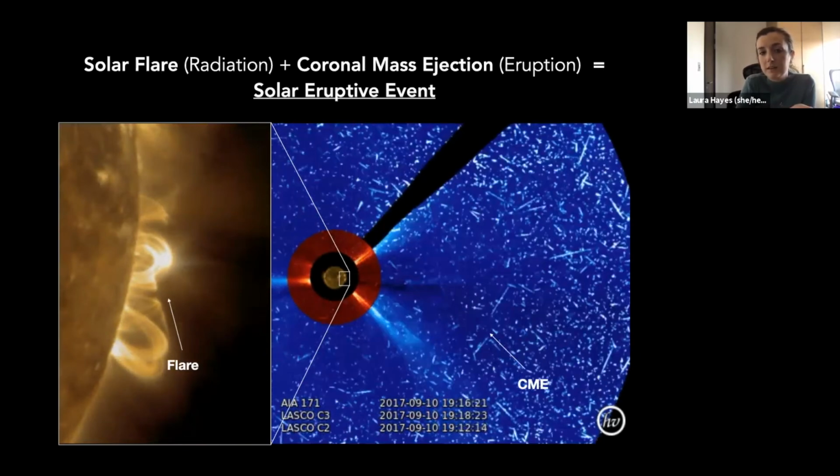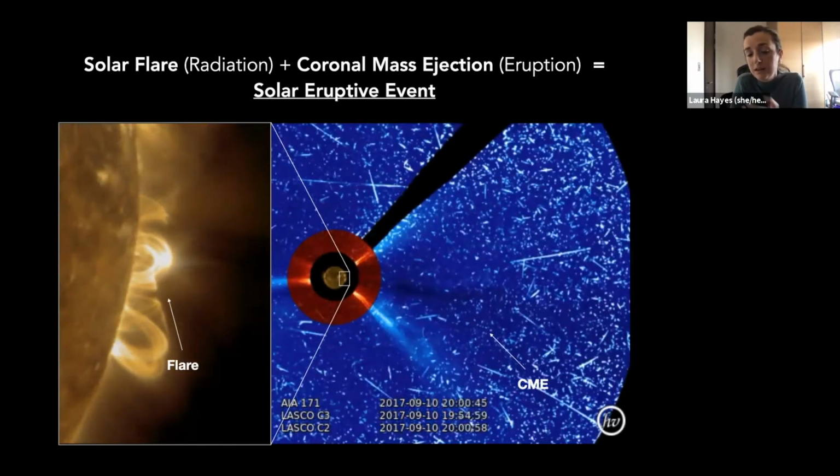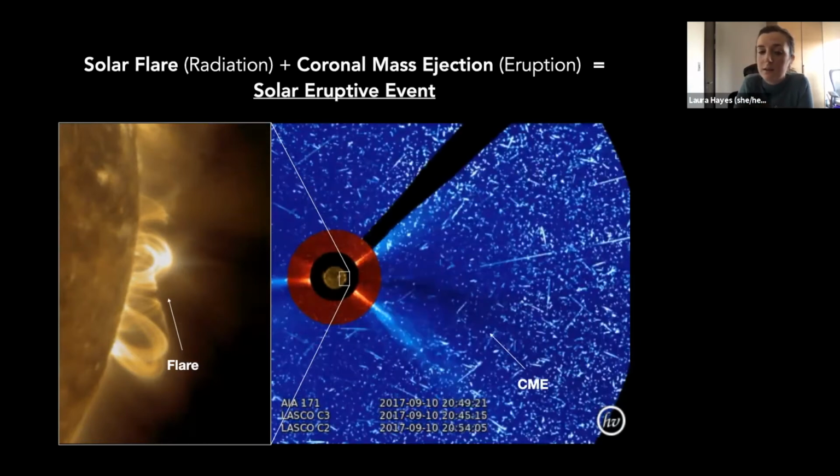And both of these things together are known as a solar eruptive event. And both of these things have a significant impact on the ionosphere. What I'm going to focus on really today is looking at solar flare impacts on the Earth's ionosphere.